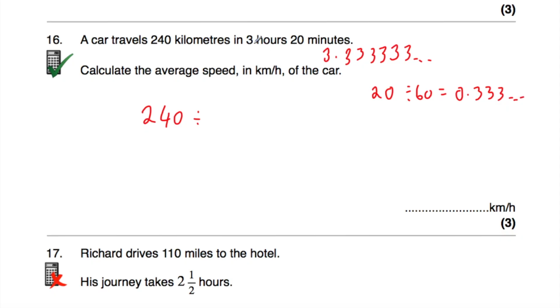So you could then just write 3 and then 0.333, and so on. So for instance, if it was 4 hours and 7 minutes, you'd write 4 point and then take the 7 minutes and divide it by 60, and that'll give you the decimal bit that goes after the 4.